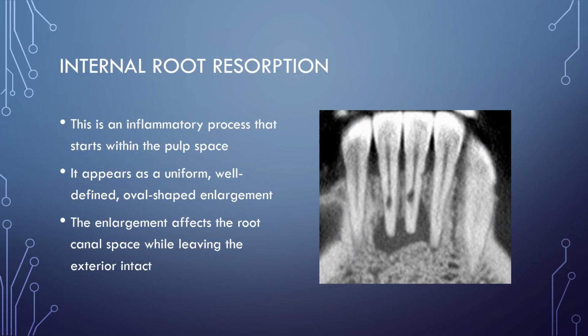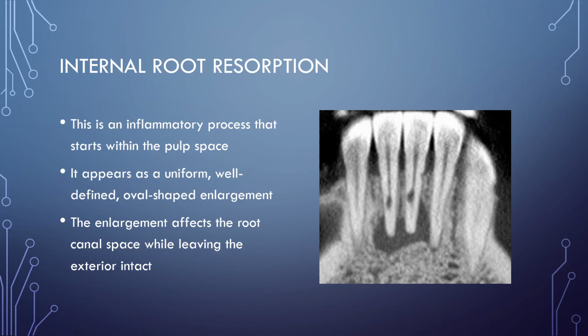Unlike the external variants, internal root resorption is an inflammatory process initiated by cells completely within the pulp space. When reviewing your axial and sagittal CBCT slices, the key radiographic feature you must identify is a uniform, smooth, and well-defined oval-shaped enlargement of the root canal space.